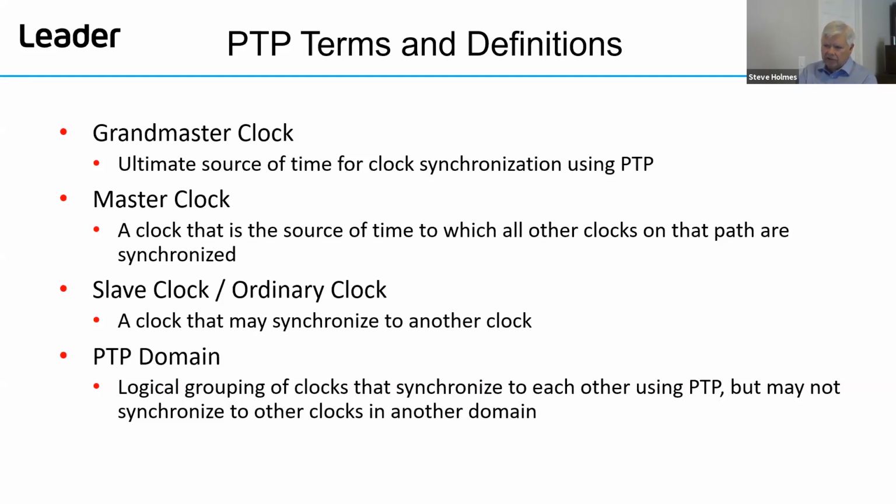Then we have slave clocks, which is sometimes called ordinary clocks. It is a clock that is going to be synchronized to the grandmaster. And then we have PTP domains, which I'll talk about near the end of the session, that are logical groupings of clocks so that you could actually have something putting out AES67 or Dante and then also have video PTP going out at the same time. And you can group those by separating them as different domains.